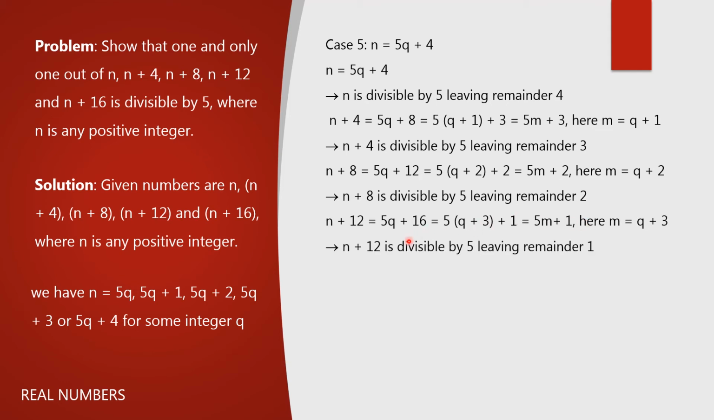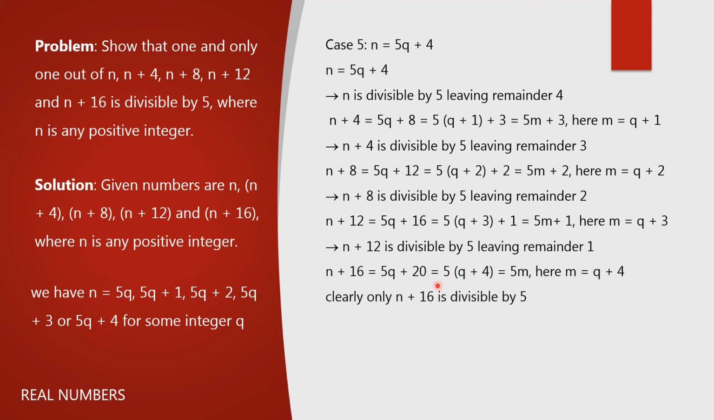Coming to n plus 12, 5q plus 4 plus 12, that is 5q plus 16. Okay, 16 is more than 5. I can write this one as 15 plus 1. Now 5q plus 15 plus 1, that is 5 common from first two terms, 5 into q plus 3 plus 1, that is 5m plus 1 where m is q plus 3. Now concluding, n plus 12 is equal to 5m plus 1 I got. You can write this one as n plus 12 is divisible by 5, leaving remainder 1.